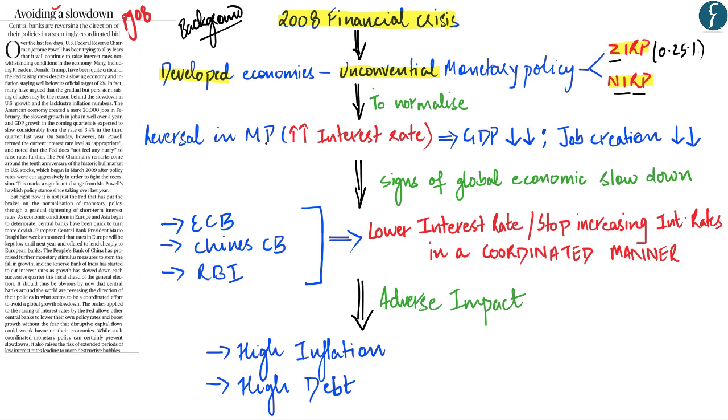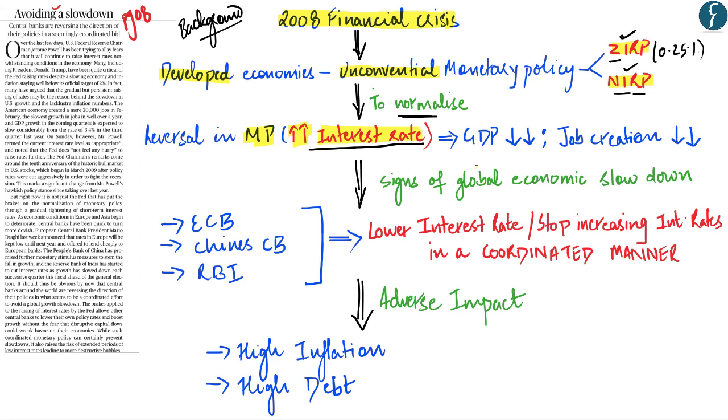Moving ahead, subsequently what happened? Due to these unconventional monetary policy measures, the growth of the economy picked up momentum, and then countries like the USA tried to normalize their monetary policies, whereby they started to increase the interest rates. So once the countries came out of the financial crisis, they reversed their monetary policy stance and thereby started to increase the interest rates. However, some of the economists have argued that this normalization of monetary policy stance had an adverse impact on the US economy.